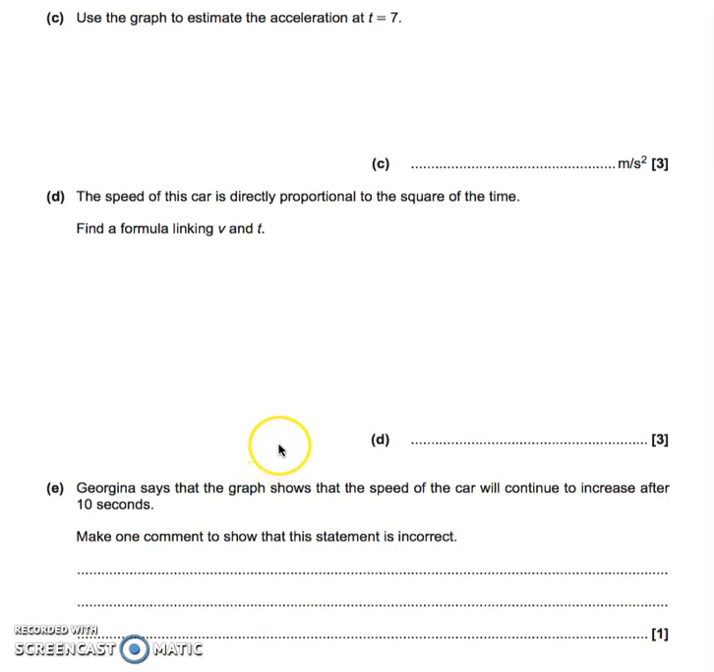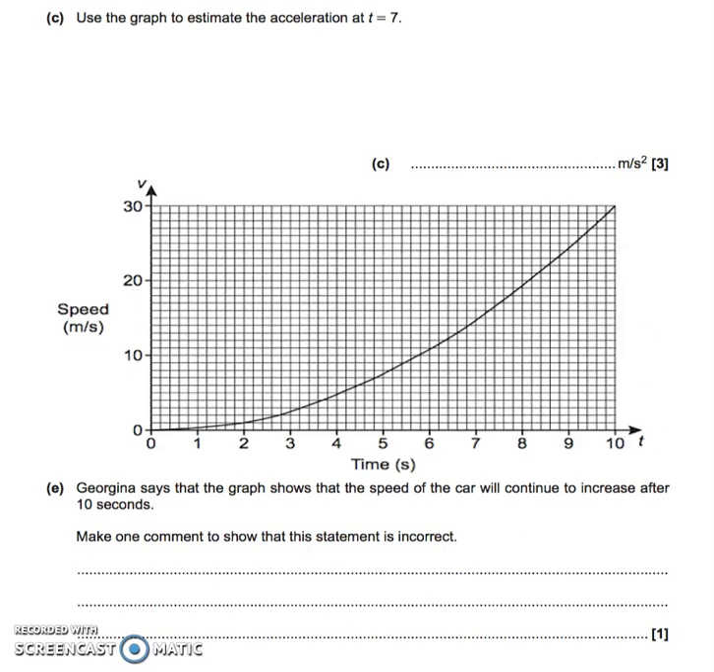So this is question 15, part C. We need to now use the graph to estimate the acceleration at t equals 7 seconds. So what we need is the graph back. We need to see the graph again, which I've cut out and popped there for you over the other question. And what we need to do is estimate the acceleration.